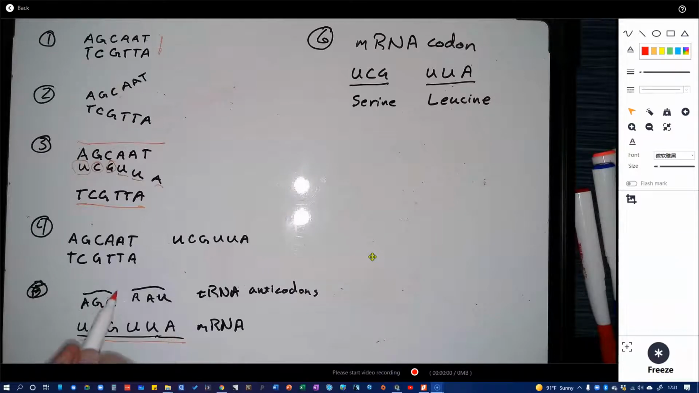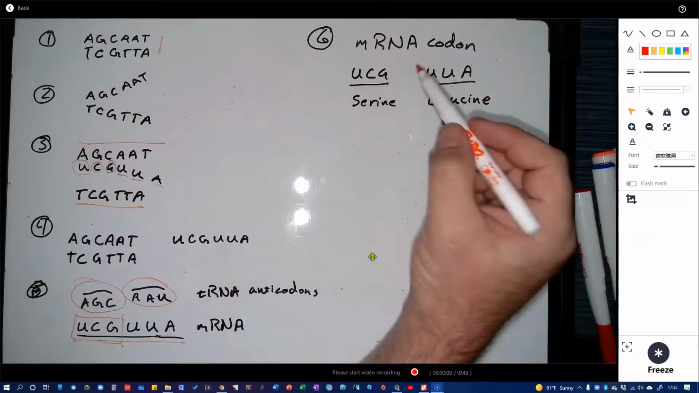the free-floating tRNA anticodons. Remember, 3-letter sets are called codons in the mRNA. In the tRNA, they're anticodons. They're the reverse. It's all about using those pairing rules again. So that's what you want to draw in step 5. And finally, in step 6, you're going to decode.